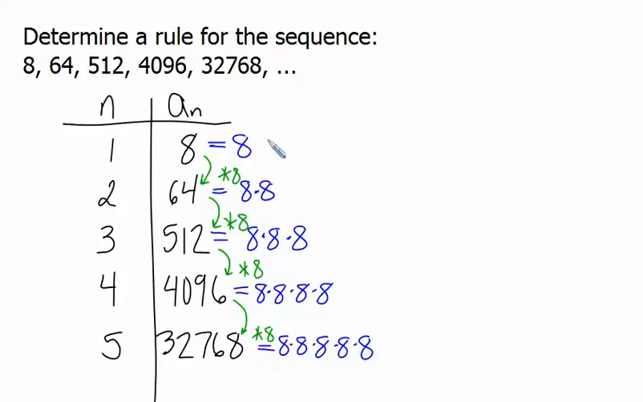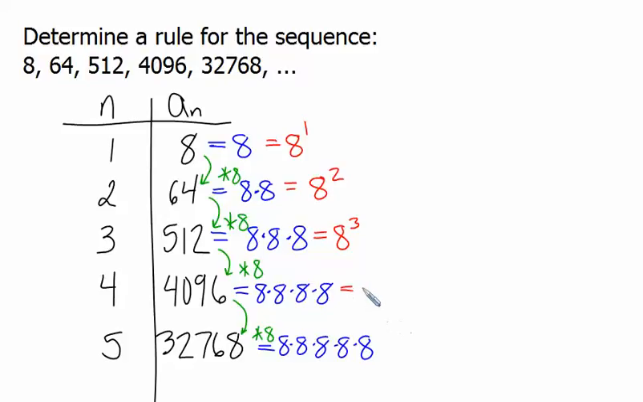So look here. Now we're trying to simplify to get a nice algebraic expression. 8 is simply 8 to the first. 8 times 8 is 8 squared. 8 times 8 times 8 is 8 cubed.